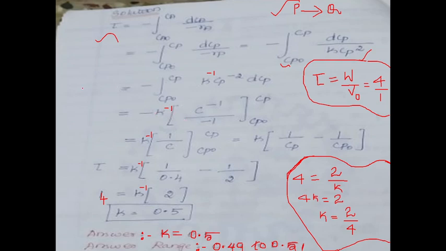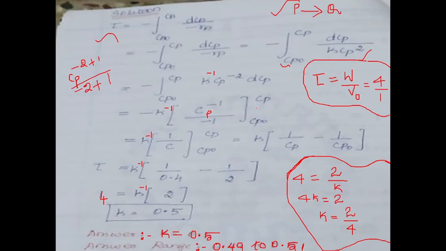Here Cp power minus 2. Cp power minus 2 means x power n plus 1 by Cp power n plus 1, that is minus 2 plus 1. So divided by minus 2 plus 1, x power n plus 1 by n plus 1. So here Cp power minus 1 by minus 1.